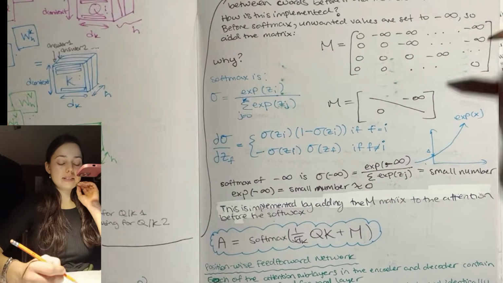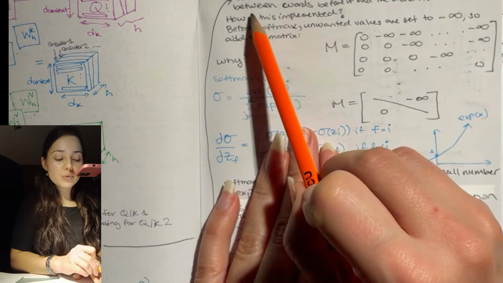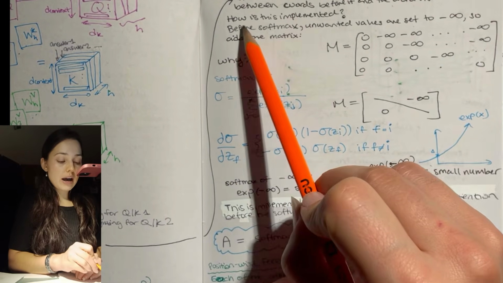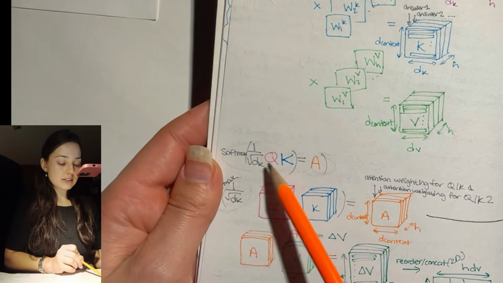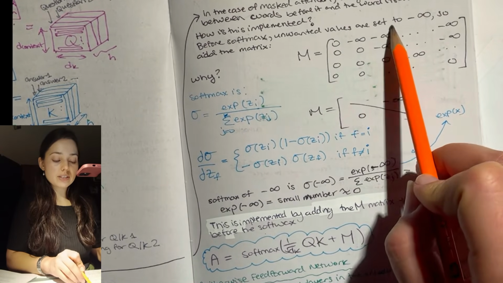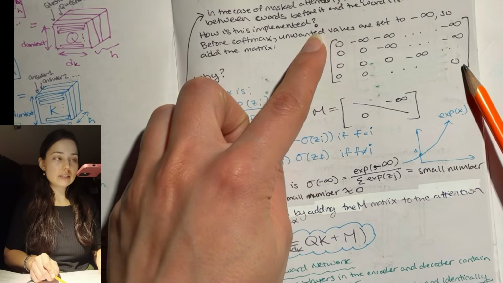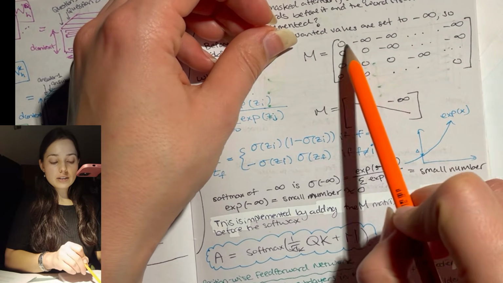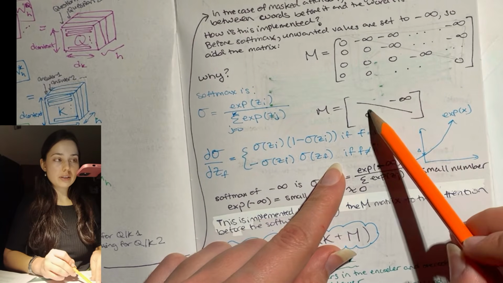Now we get into the masked part. In the case of masked attention, we only want attention weighting between words before it and the word itself. So how is this implemented? Before we apply the softmax to the dot product, unwanted values are set to negative infinity. So the matrix is combined with a matrix that looks like this. It's a diagonal matrix where all the values in this quadrant are set to negative infinity, and all the values here are set to 0. This is how it looks.